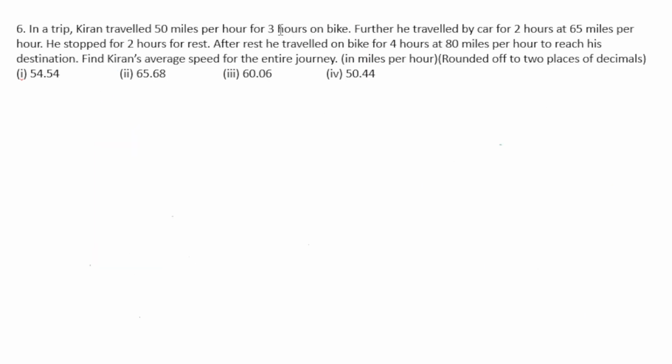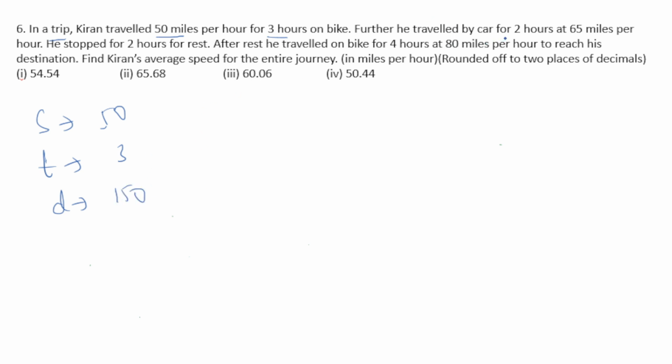Next question. In a trip, Kiran travelled 50 miles per hour for 3 hours on bike. Okay, see this is the speed and this is the time and this is the distance. He traveled 50 miles per hour. This is the speed, and he traveled for 3 hours. What is the distance he traveled? It is 50 into 3, 150.